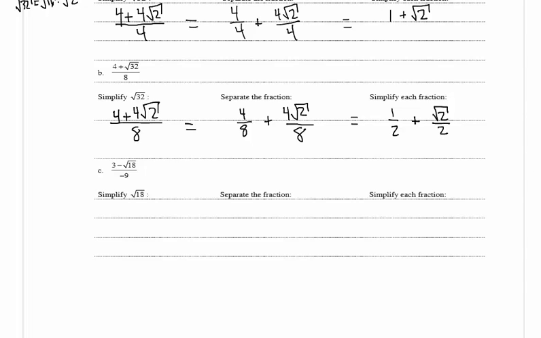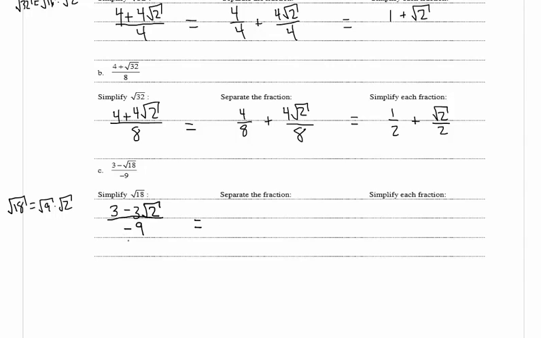In C, we have 3 minus the square root of 18 divided by -9, and it wants us to simplify the square root of 18. So again, I'm going to write the square root of 18 as the square root of 9 times the square root of 2, and the square root of 9 is 3. So I have 3 minus 3 square root of 2 divided by -9.